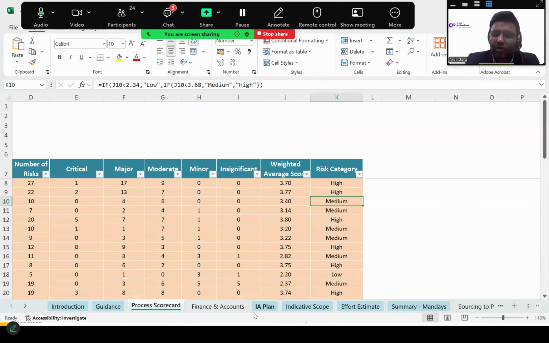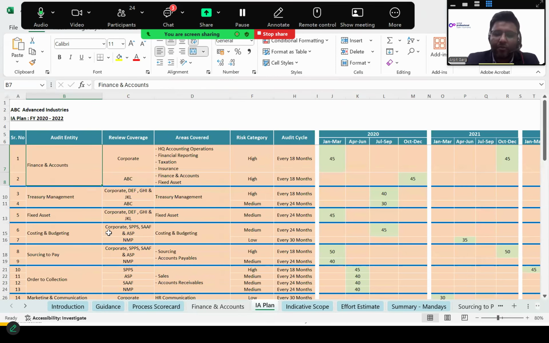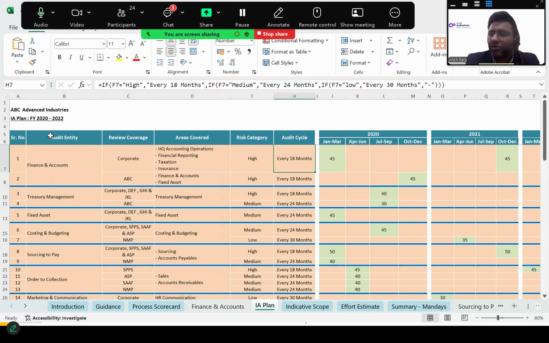And once you have the process scorecard, now if you see, there is an IA plan. Now this IA plan talks about the audit entity, or you can say this is an area that you're talking about. What are the broad areas that you're going to cover? What is the risk category and what is the audit cycle? So you want to do it every 18 months. So let's take an example.